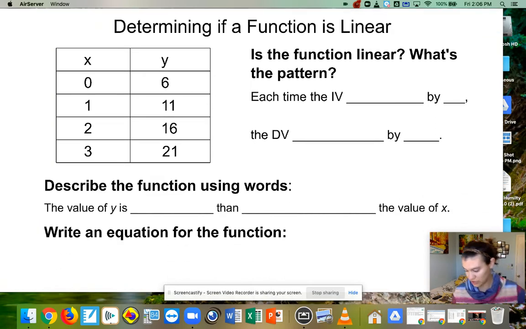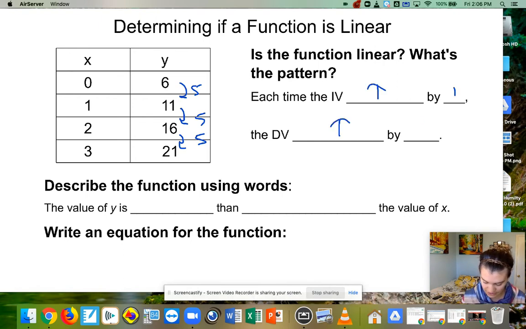So then how do we decide if a function is linear? So deciding here, is our function linear? Think of what the pattern is first. We're looking at this, we have 1, 2, 3 up here, and then we want to figure out how much we're going up each time. So 11 minus 6 is 5, so we're going up by 5. 16 minus 11 is 5. 21 minus 16 is 5. So each time we're going up by 5. So anytime the independent variable increases by 1, the dependent variable increases by 5. So we have this constant rate going up at the same time.